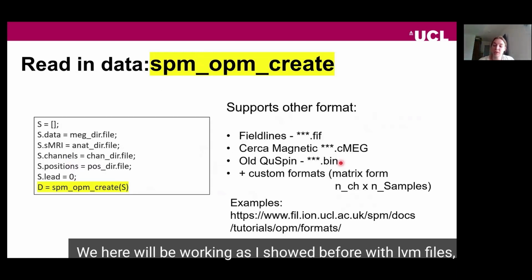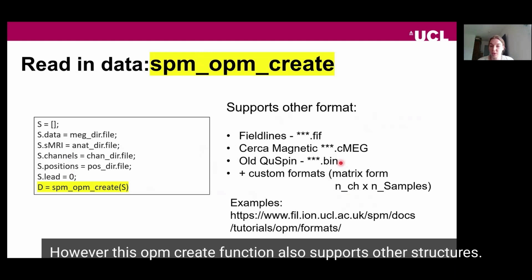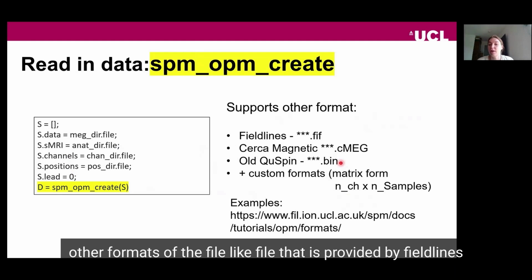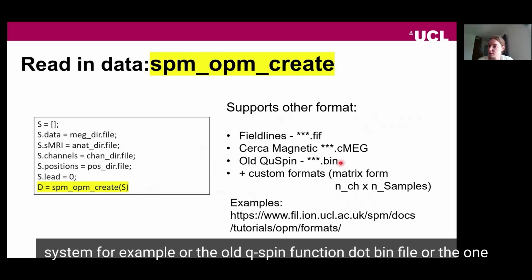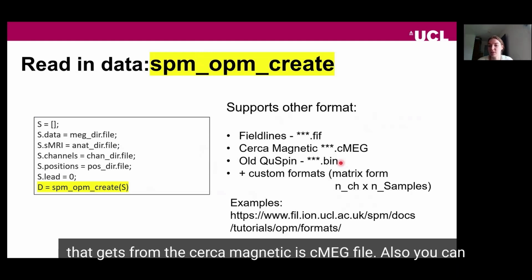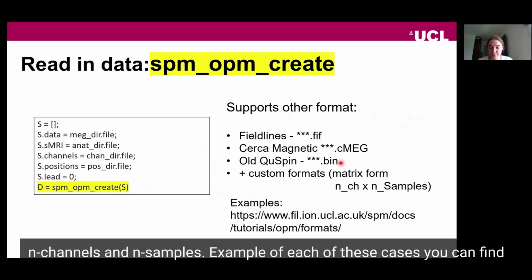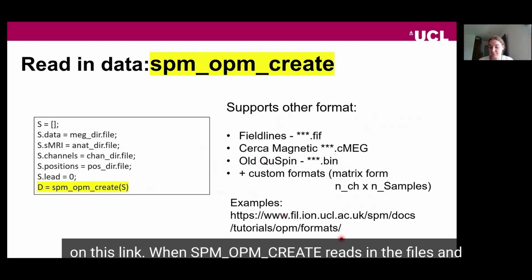We here will be working, as I showed before, with .lvm files. However, the SPM OPM create function also supports other formats of the file, like the FIL file that is provided by the FIL Lines system, for example, or the old QuSpin .bin file, or the one that you get from Cerca Magnetics, the CMEG file. You can also use custom formats where you just supply a matrix of n channels by n samples. An example of this use case you can find on this link.